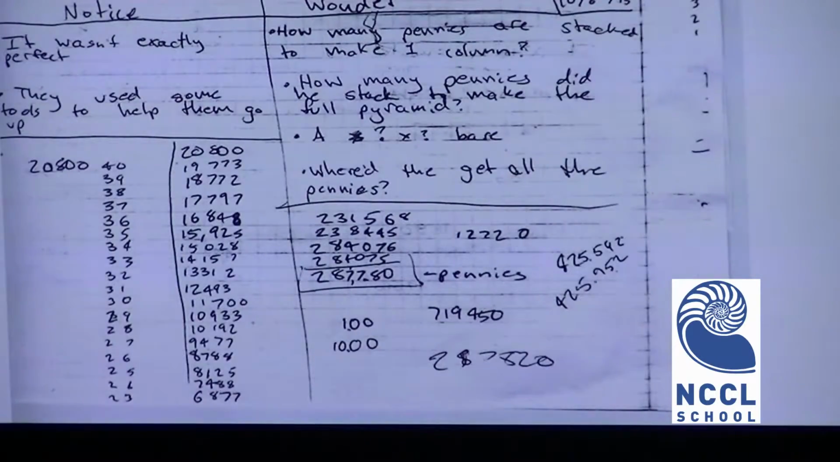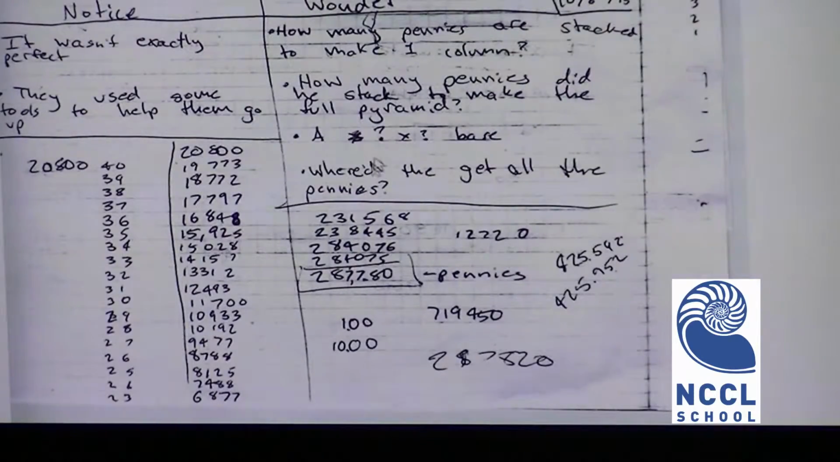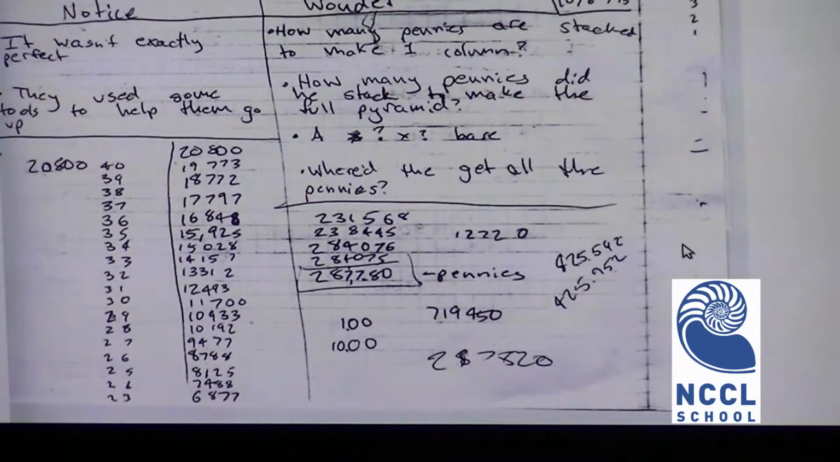So you can see here, this is a student. Here's his notice and wonder. How many pennies are there to make one column? How many pennies did he stack to make the full pyramid? A lot of times, I think he was doing an area formula for the base. Where did they get all the pennies? That's a good question.